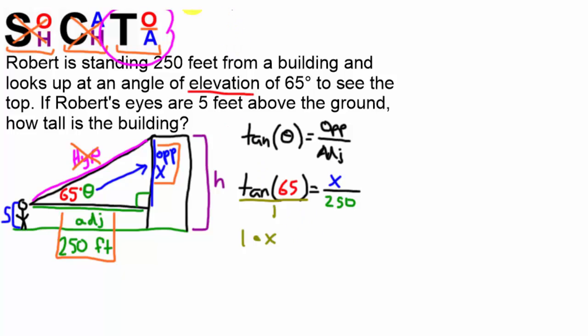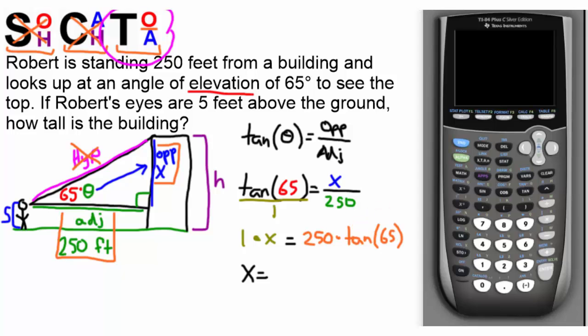And then we bring down the equal sign. And then the other diagonal is the 250 times tangent. 250 times tangent, and the 65 is connected to the tangent, so that's going to go with tangent, and then in the parentheses 65. All right, this is good because this has isolated the variable. 1 times x is just x. And now that the variable is isolated, we can go to our calculator and type in the 250 times tangent 65. So let's pull up our calculator.